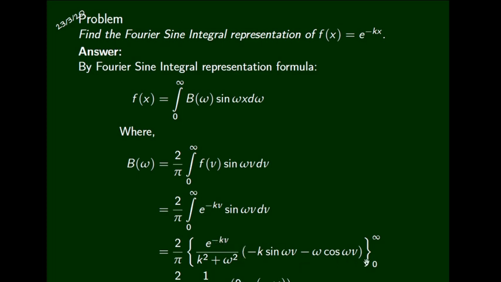That's all. When I put the lower limit here, e raised to 0 is 1. Sin 0 is 0. Cos 0 is 1. So omega into 1. But there is a minus, so minus of this is minus omega. Minus into minus is plus. So we can write 2 omega divided by pi into k square plus omega square. That is the value for b of omega.